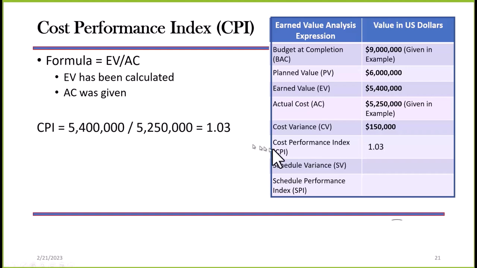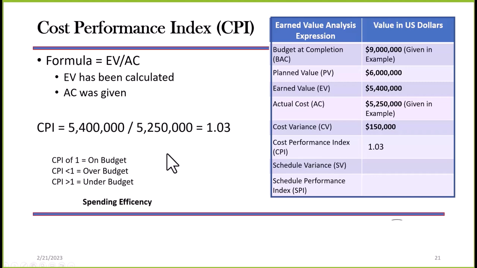1.03. We plug that number in up here, Cost Performance Index right here. A CPI of 1 says that I'm on budget. I'm right where I should be. A CPI less than 1 says I'm over budget. If that were 0.9, I would be over budget. A CPI greater than 1 says that I am under budget. I am actually under budget at this point in time. That just confirms our other analysis, doesn't it? That we're doing well with the cost on this particular project.